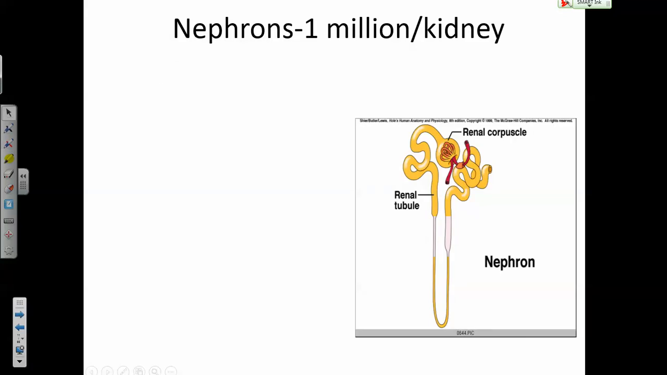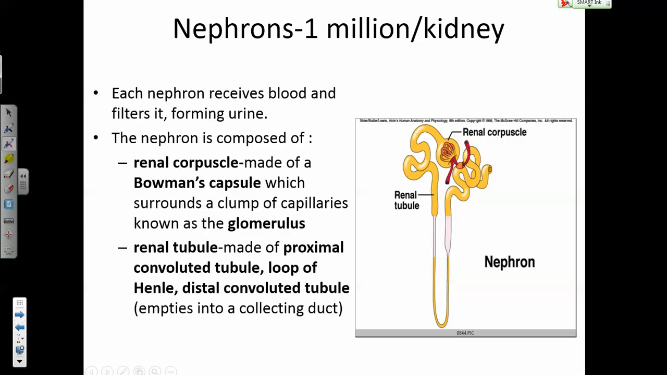All right. So let's look at this little thing called the nephron. There you see one. And it's got two basic regions. It has a renal corpuscle and a renal tubule. The corpuscle is this rounded part. That's what receives the blood initially. And it's made up of two structures called the Bowman's capsule and the glomerulus.